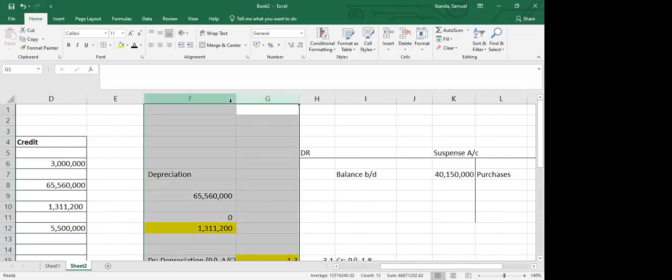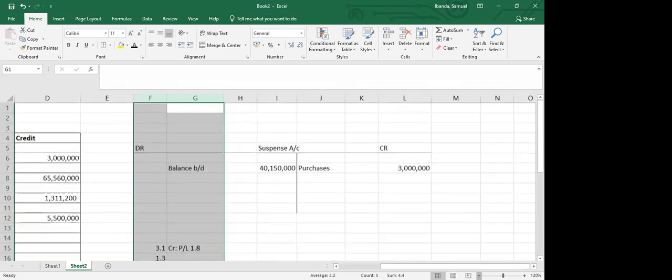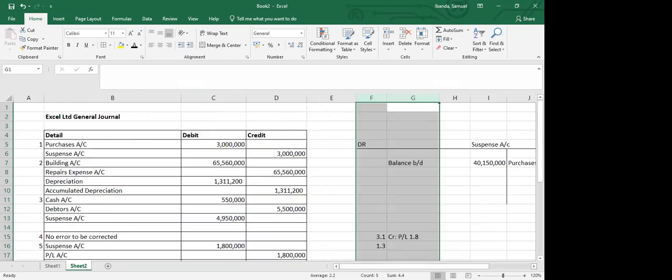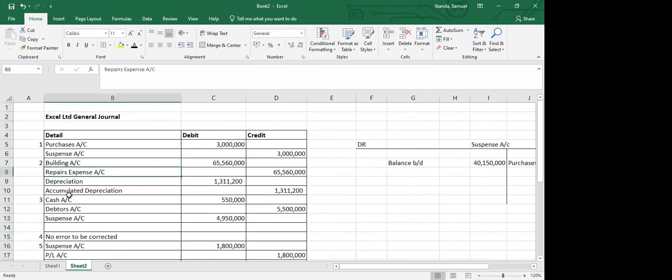I'll try to delete this to give me some space. Okay, so I had recorded the balance brought down. I'd also recorded the second, I think this didn't have a suspense. I think the first transaction that had a suspense was this. So the next one that had a suspense in it was this.